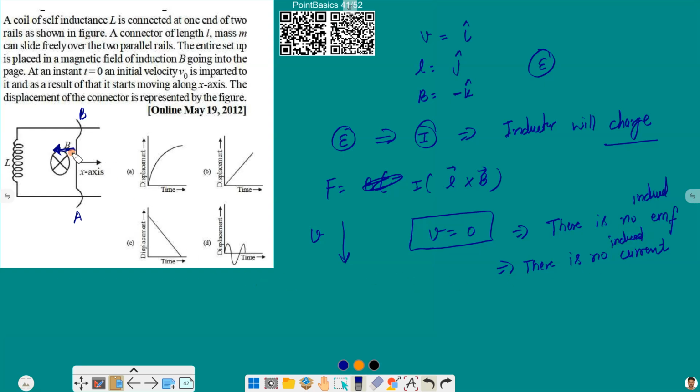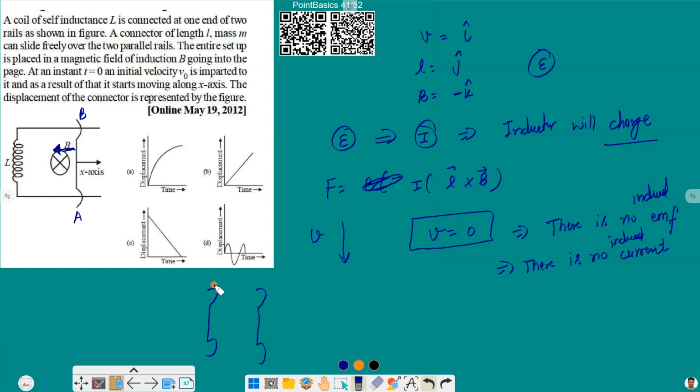Initially this conductor moved slightly. Initially we gave it some velocity. Due to that velocity there is an induced EMF, then due to that induced EMF there is some current, and due to that current there is an opposite force acting on it, and due to that force it will stop. During its motion from the starting to the ending point, there was some current flowing in the circuit, and when there was current flowing, the inductor was charging.